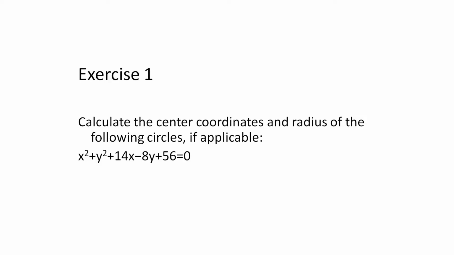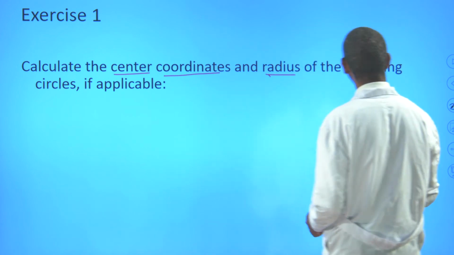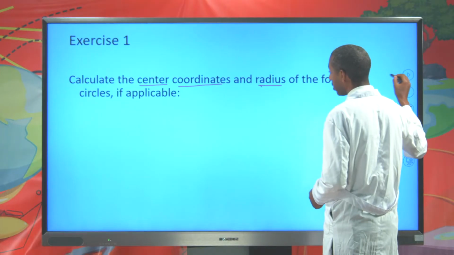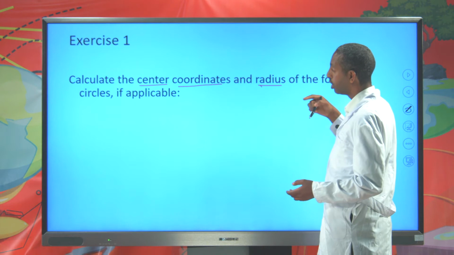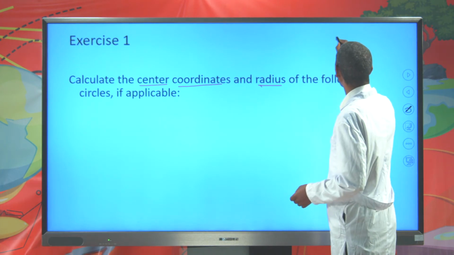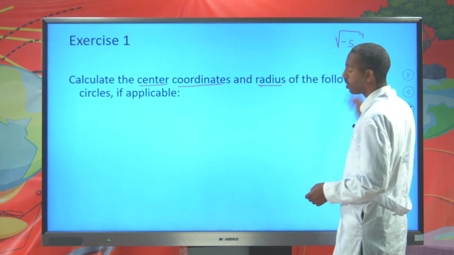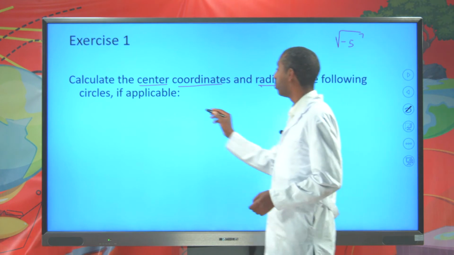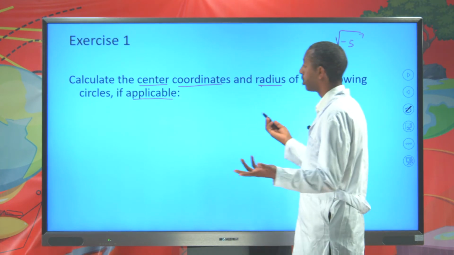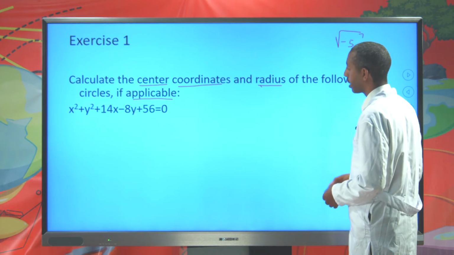Exercise, it says calculate the center. So we are required to find the coordinate of the center and the radius of the following circles, if applicable. Sometimes it is not possible to find the radius. For example, if I have the square root of, let's say, minus 5, in the set of real numbers this is not defined. In that case, we may say it is not applicable or it is not the equation of a circle.